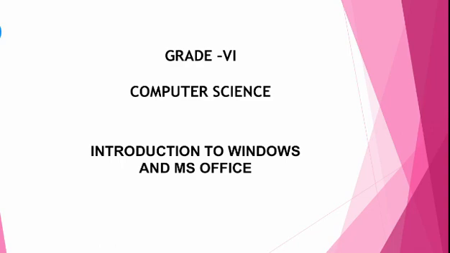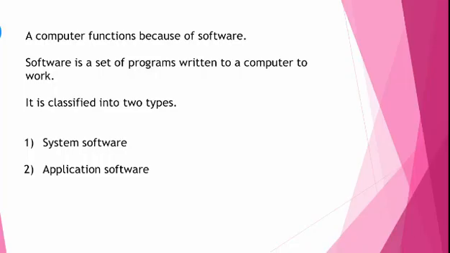So take down the notes. The first thing we are going to see is software. A computer functions because of software. Without software, it cannot function properly. So what is meant by software? Software is a set of programs written for the computer for its effective working. So a set of programs is called software.